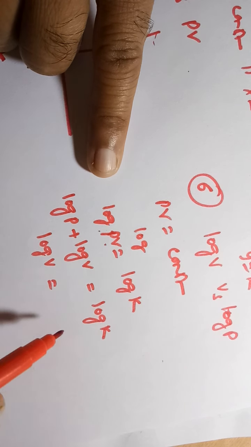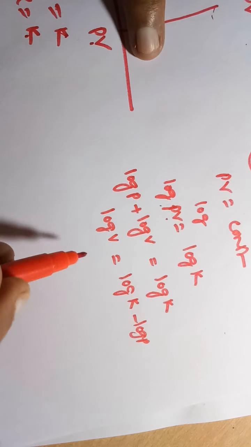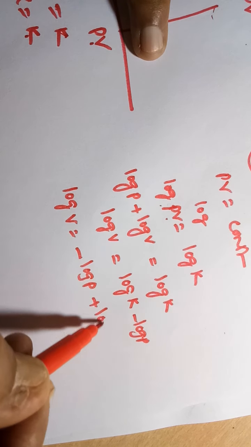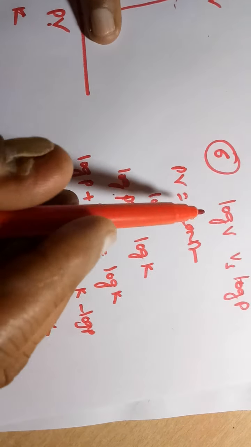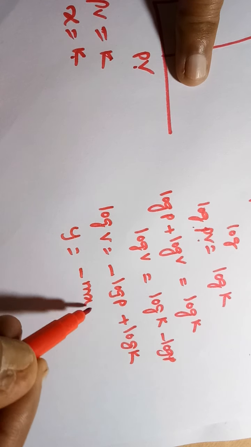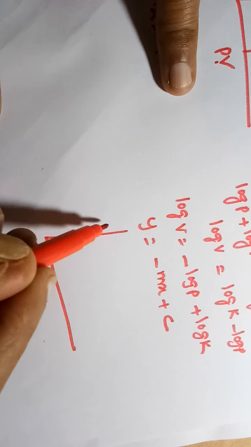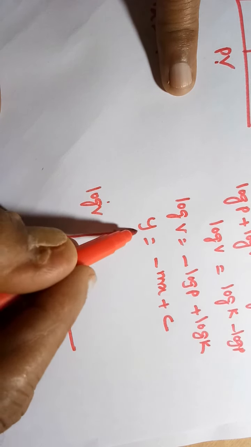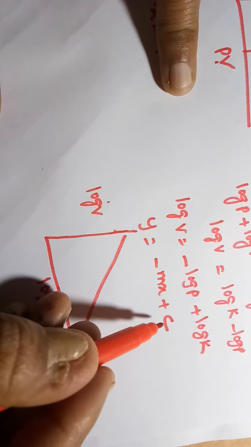Now keep log V here and take log P to that side. So log V is equal to log K minus log P. I am rewriting it as log V is equal to minus log P plus log K. Log V should be present on the y axis, log P on the x axis. So it is in y is equal to minus mx plus c form. This is the Y axis, log V, and this is the X axis, log P. So y is equal to minus mx, which gives an inverted graph.